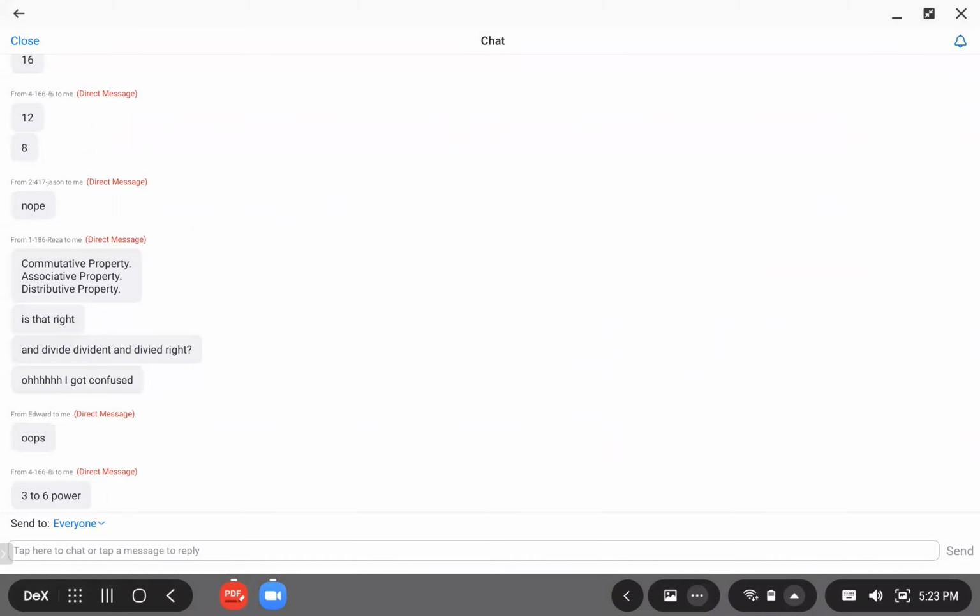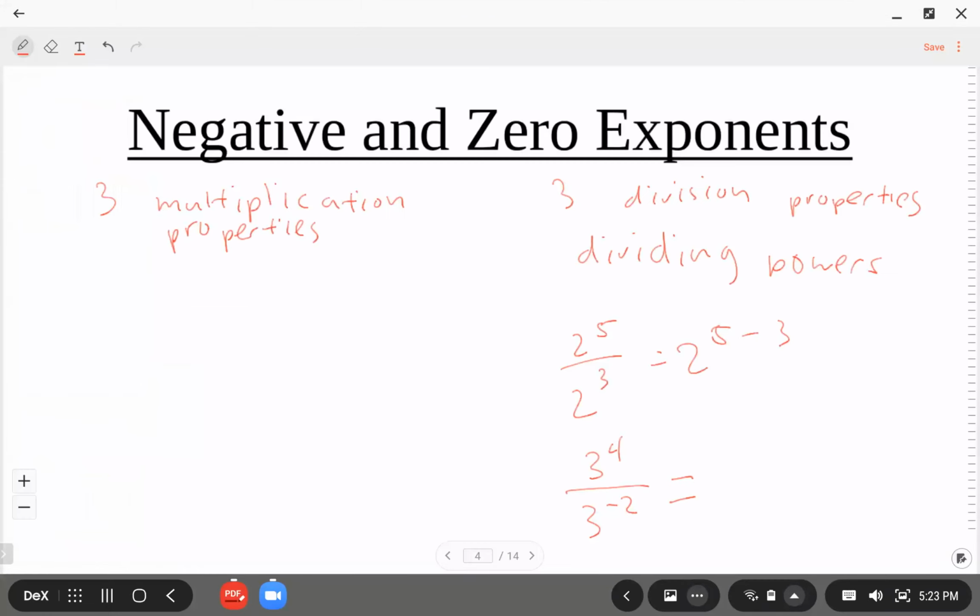Very good. 3 to the 6th power. Congratulations, that is correct. And it is very concerning that no one else gave me an answer. Very concerning indeed. Anyways, so what is this? 3 to the 4 minus negative 2. That is going to be 3 to the 6th, obviously.